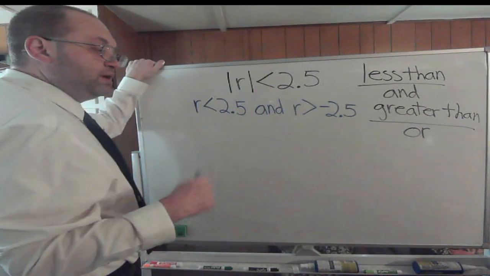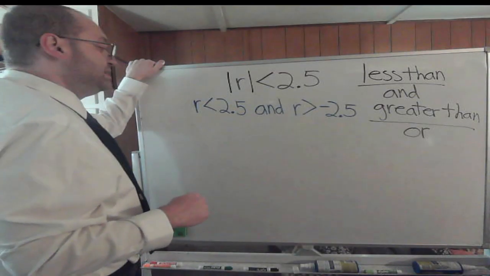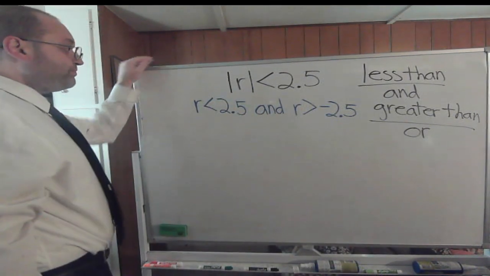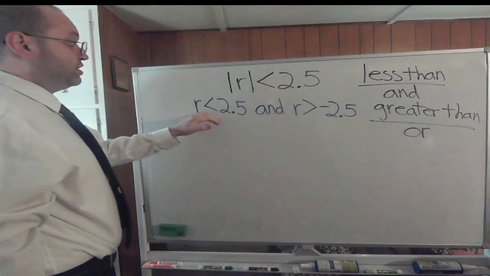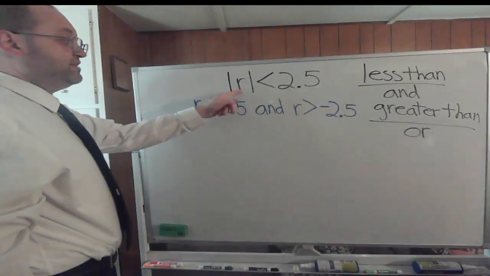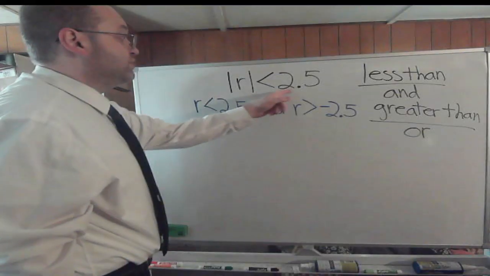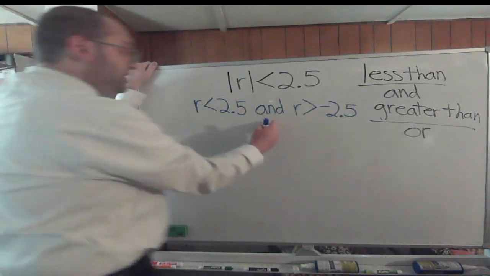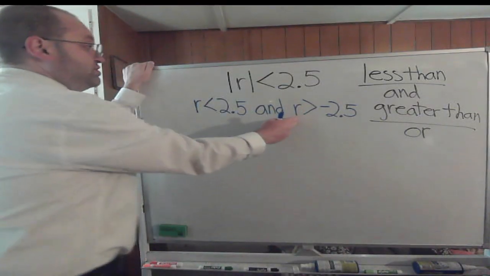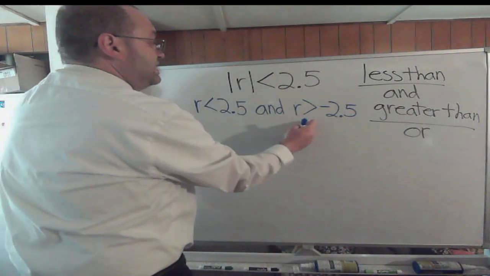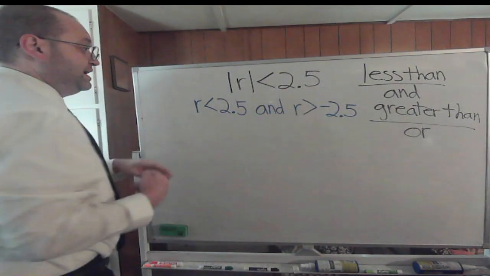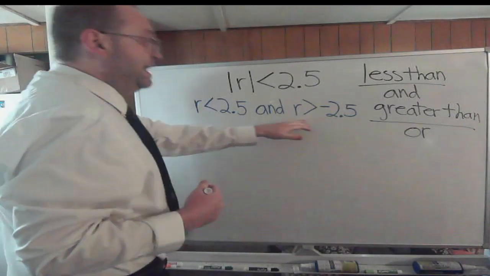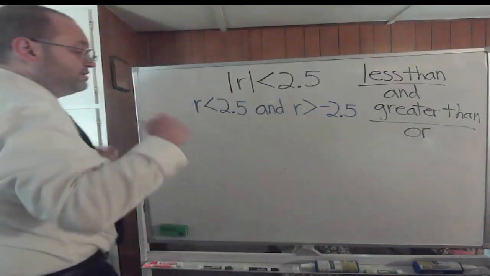The only difference is one includes a solution, one does not. If it's less than, you're going to take whatever's inside of that absolute value, keep the original inequality sign with what's on the right hand side, and then you'll take what's inside the absolute value, flip the inequality sign, and take the negative of what's on the right hand side. So you have r is less than 2.5 and r is greater than -2.5.